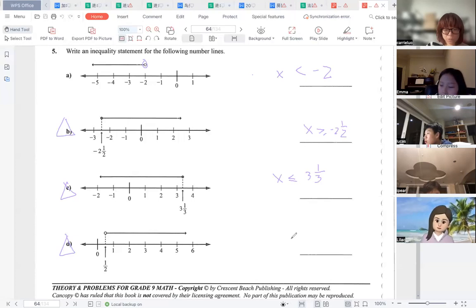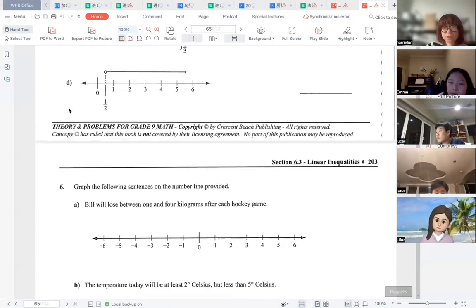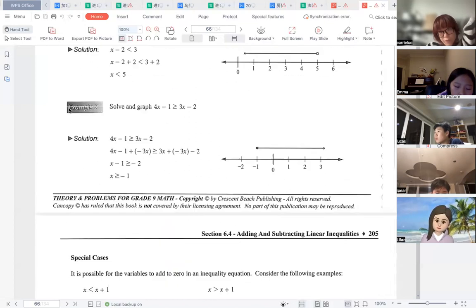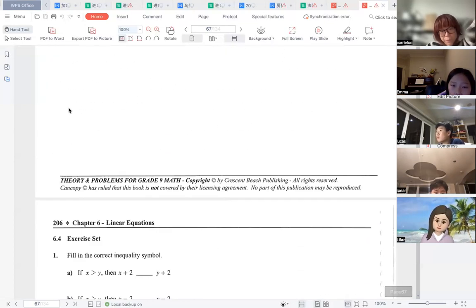Very good. Good job. Okay, understand everybody? The most important part of inequalities is that you have to understand how to do that. Okay, so these are all easy.